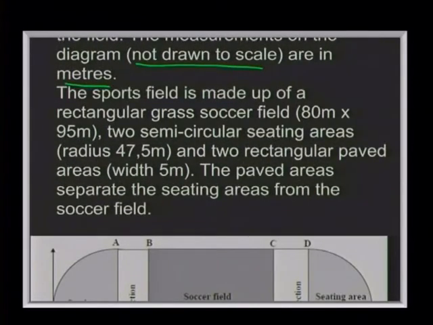Right, the sports field is made up of a rectangular grass soccer field. We're back to soccer. So now, for all those girls that don't play soccer, don't be scared by this fact. So our soccer field is 80 meters by 95 meters. Numbers, ringing bells, we're going to need those. And 2 semicircular, also an important fact to know, semicircular is half a circle, seating areas of radius 47,5 meters. And 2 rectangular paved areas with a width of 5 meters. The paved areas separate the seating areas from the soccer field.